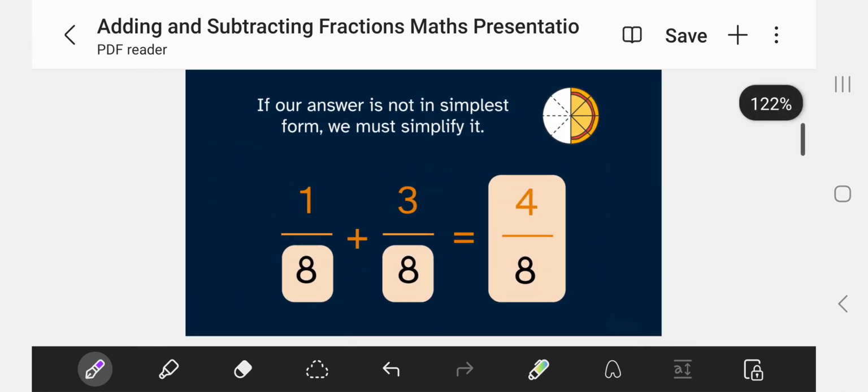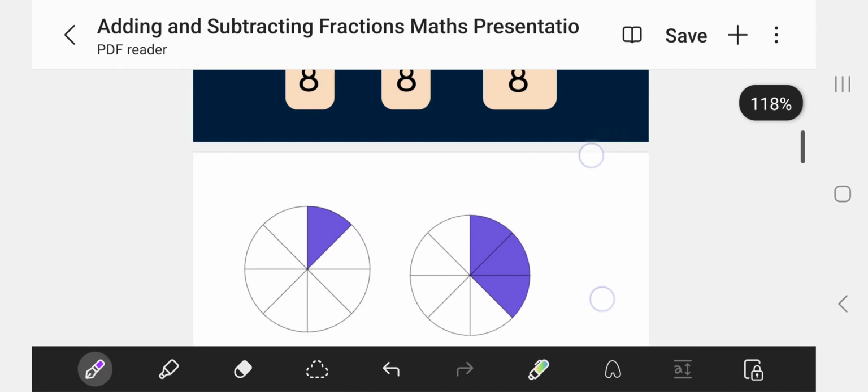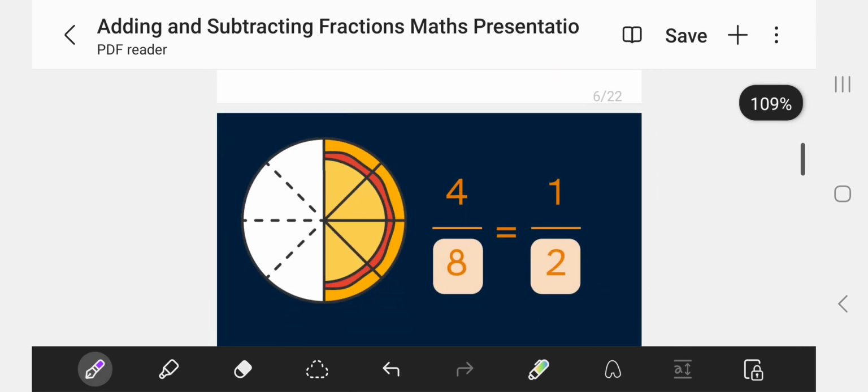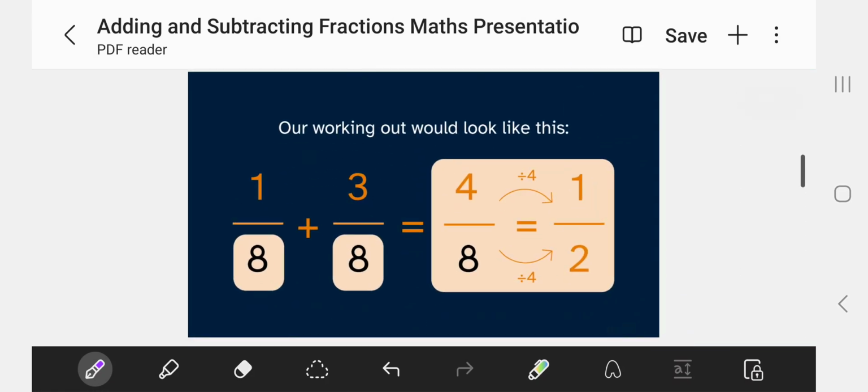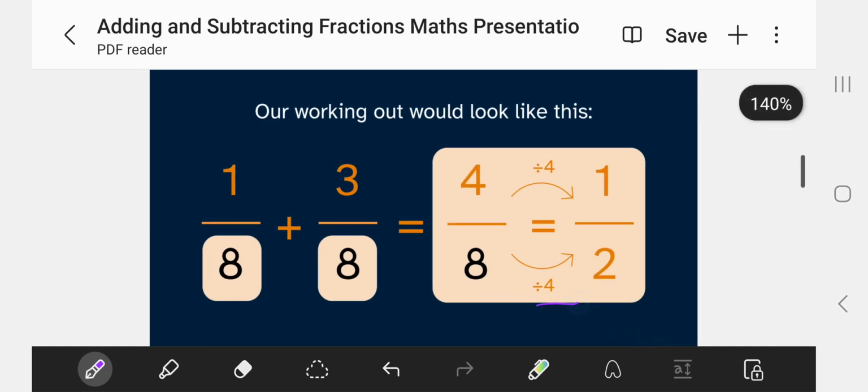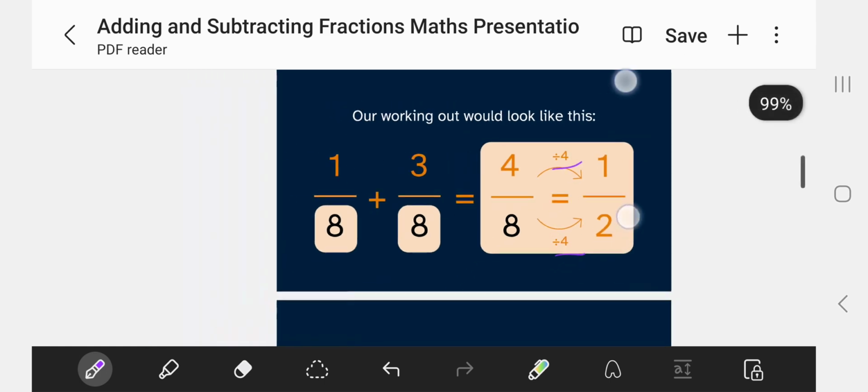So if our answer is not in the simplest form, we can simplify or reduce it. So 4/8 is the same as, if you said a half, your answer is correct. So 4/8 is the same as a half. So this is how our working would look to show the equivalent fraction of 4/8. We divide the numerator and the denominator by the same number. So we divide here by 4. 4 divided by 4 is equal to 1, and 8 divided by 4 is equal to 2.